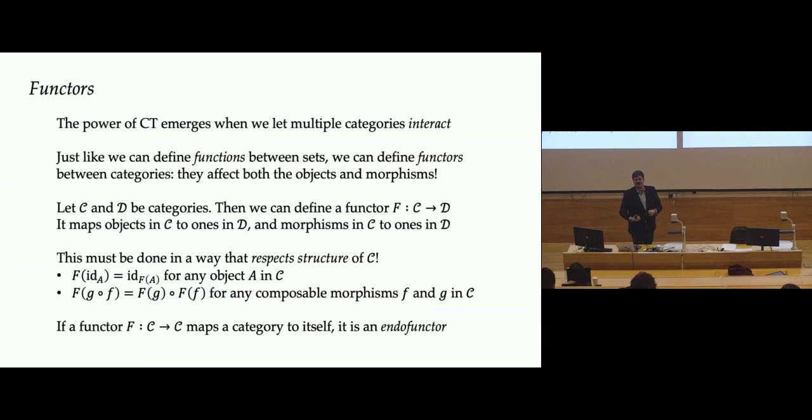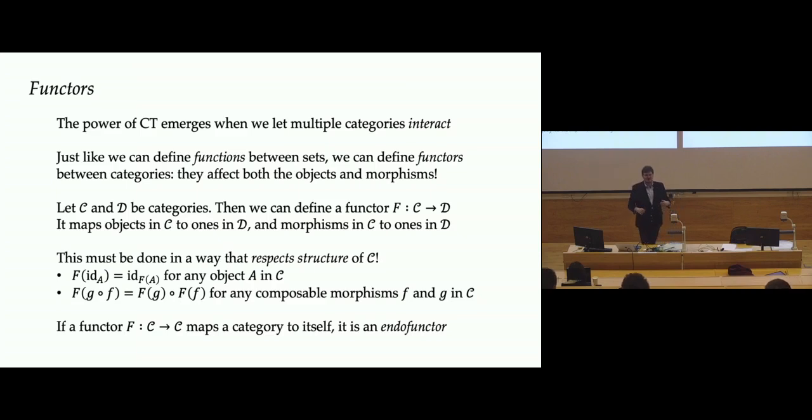Now, remember, categories comprise both objects and morphisms, so the functors must map both objects of one category and morphisms of that category to objects and morphisms in another. So, generally speaking, if we let C and D be categories, we can define a functor, capital F, mapping C to D, such that you have F(x) for all objects x in C, and F(f) for all morphisms f in C, mapping them to corresponding ones in D. But this cannot be done arbitrarily.